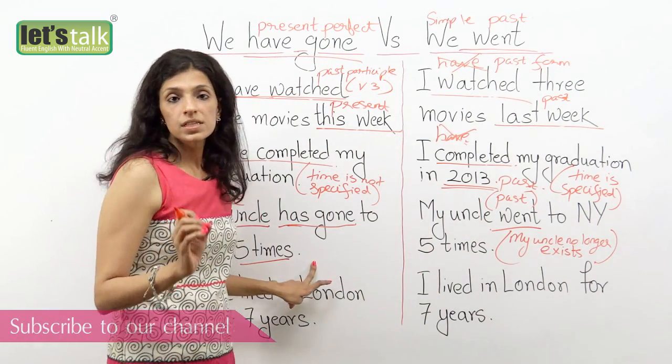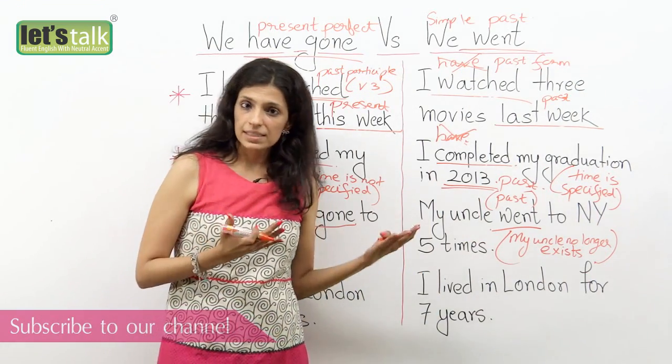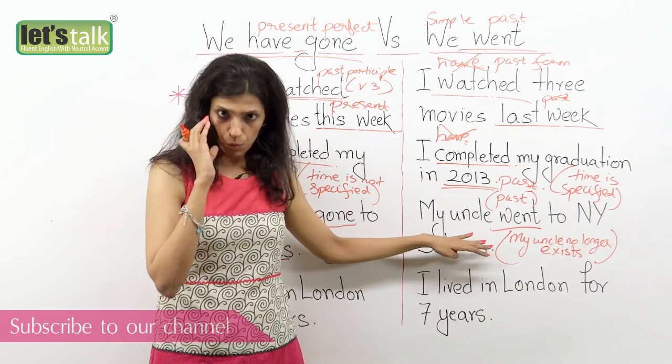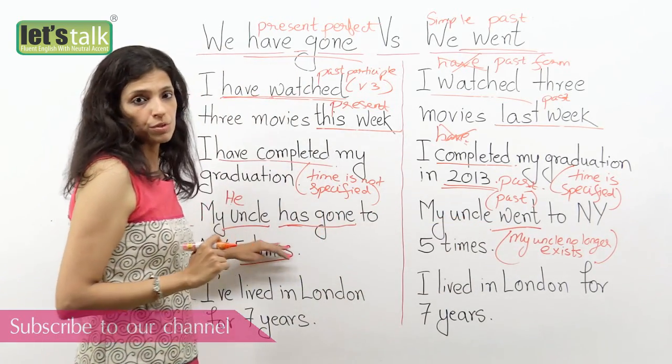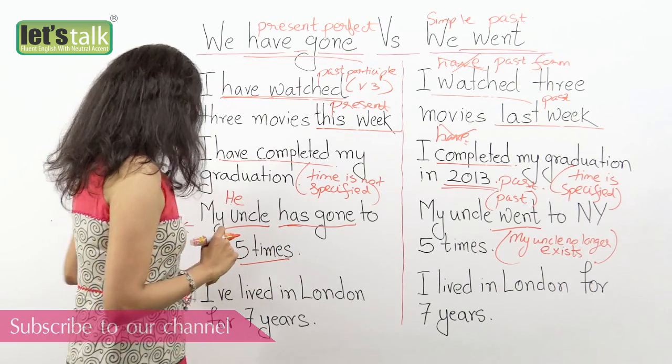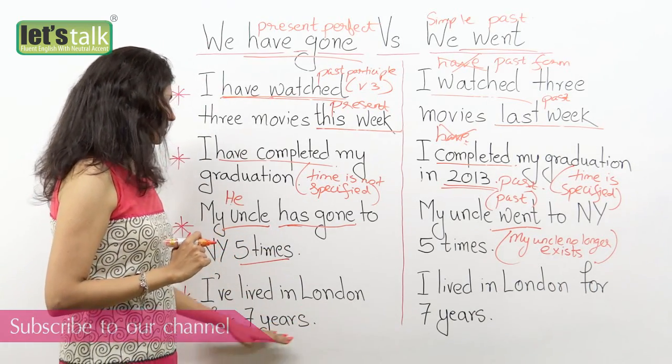Okay, so remember this, when you talk about a person who no longer exists, whatever he has or whatever he did, please put it in the past tense. Do not use the present perfect tense. Okay, my next example, I've lived in London for 7 years.